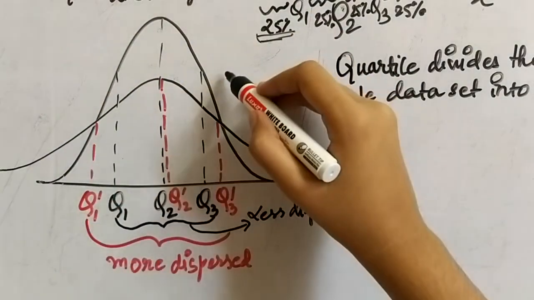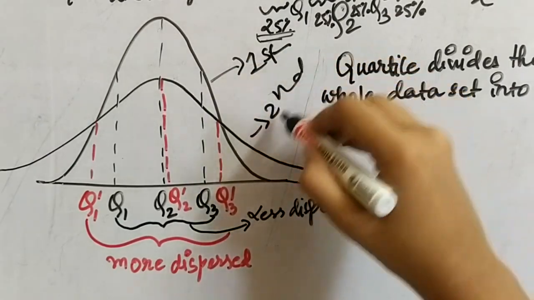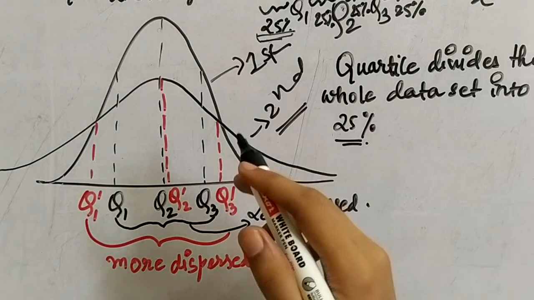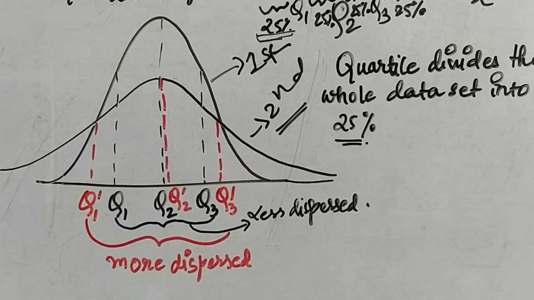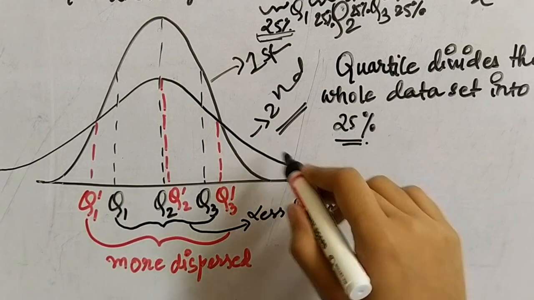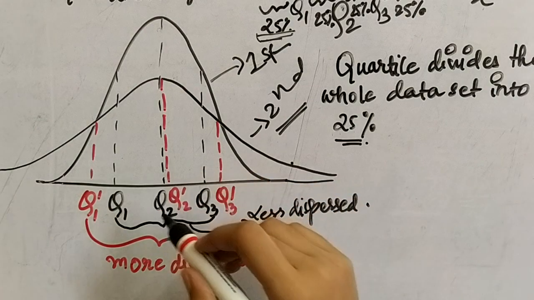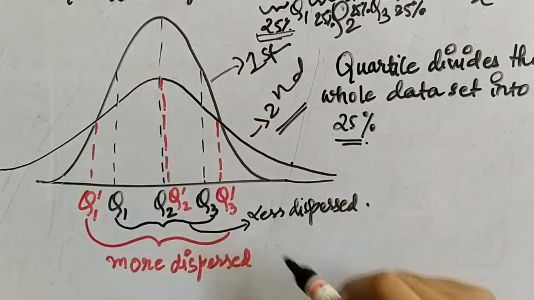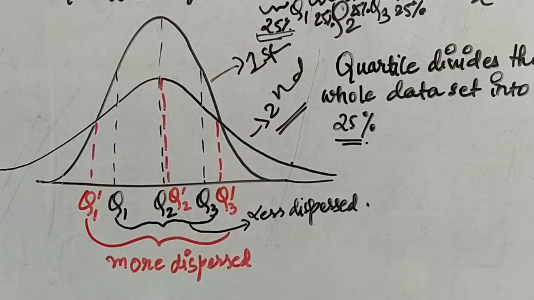This is the first distribution and this is the second distribution. In the first distribution, as you can see, the distribution is quite clustered around the central value. But in the second distribution, the distribution is quite dispersed. How do we get to know that? As you can see, the red marked portion is the quartiles of the second distribution and the black marked portion is the quartiles of the first distribution.